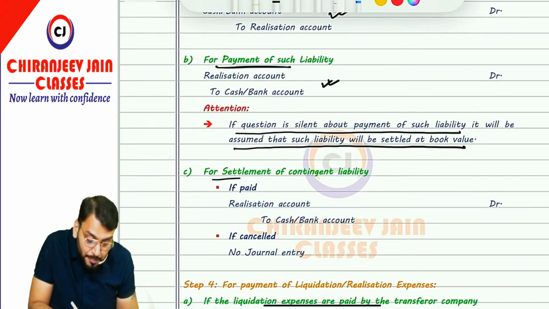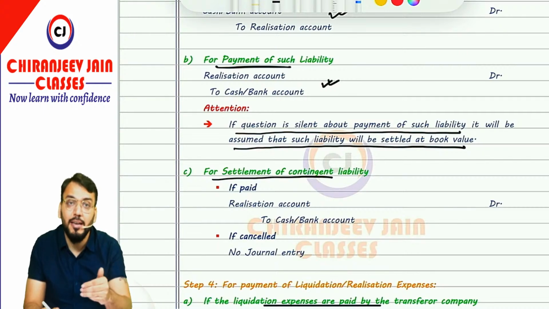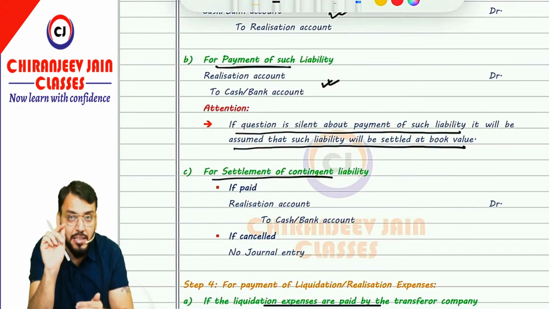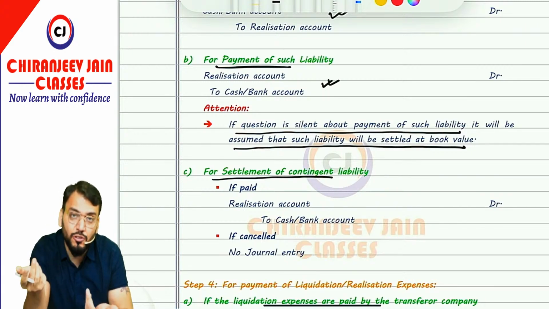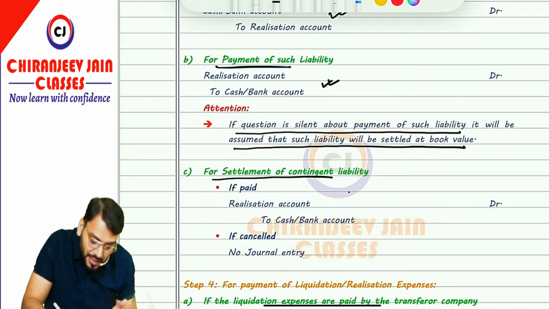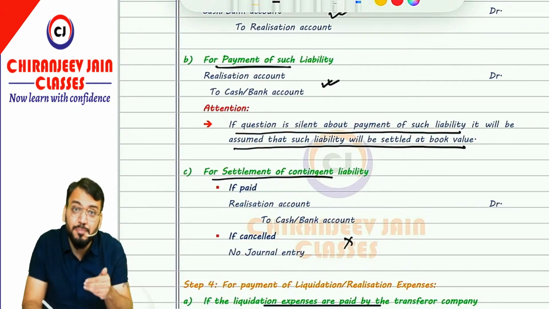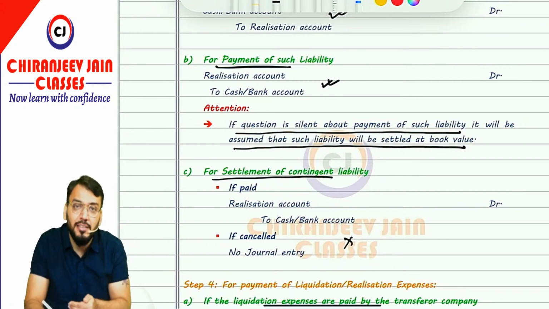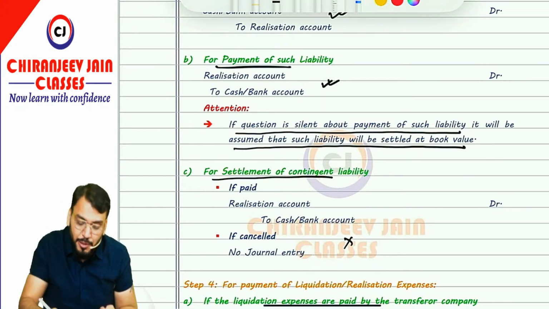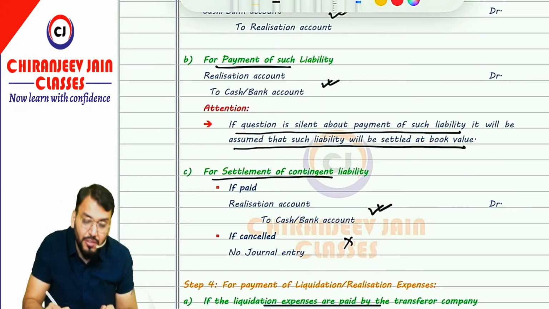Now for settlement of contingent liability. Sometimes a contingent liability also requires settlement. Since there is a contingent liability, of course it may require settlement. So there can be two situations. If it is cancelled, then no journal entry. But if it is paid, whatever payment you have done is a loss, and the loss will be debited to realization account. So realization account debit to cash or bank.